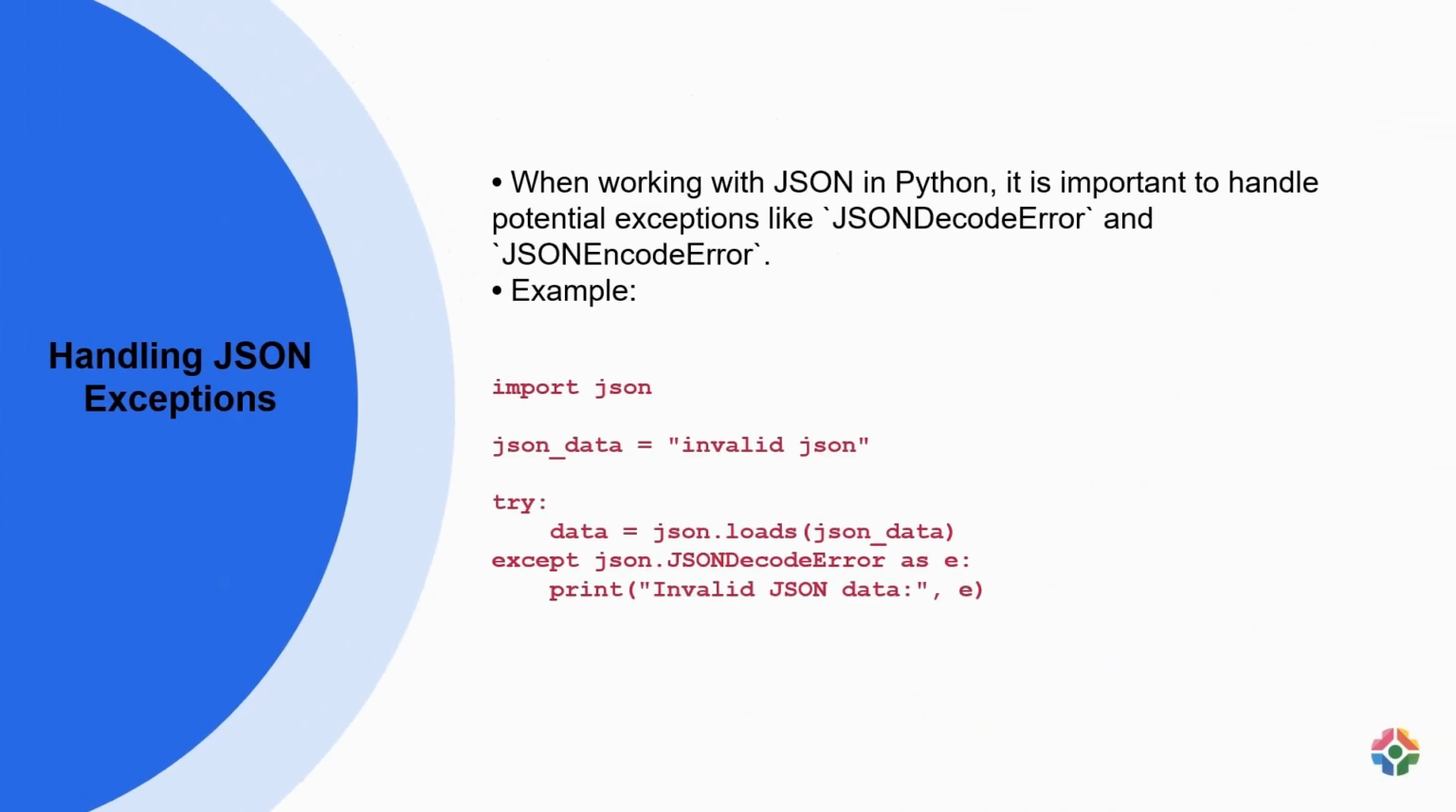When working with JSON data in Python, exceptions like JSONDecodeError and JSONEncodeError may occur. To handle these exceptions, you need to use try-except blocks. Here is an example. 1. Import the JSON module.